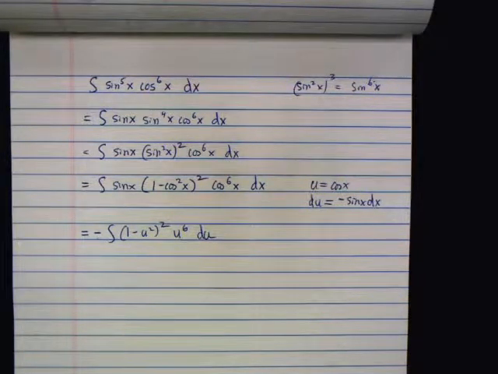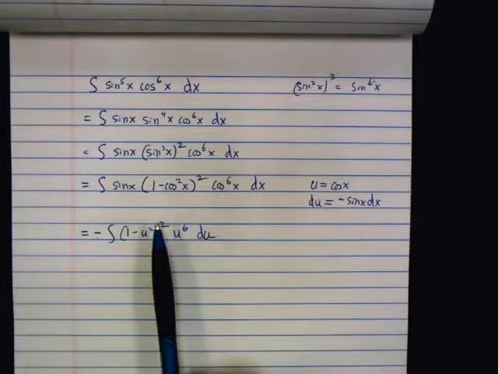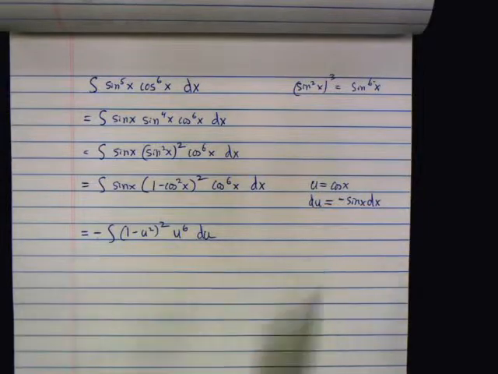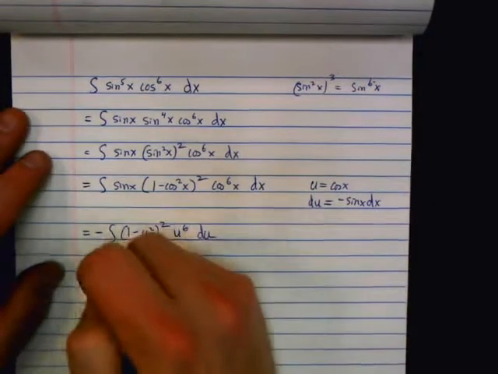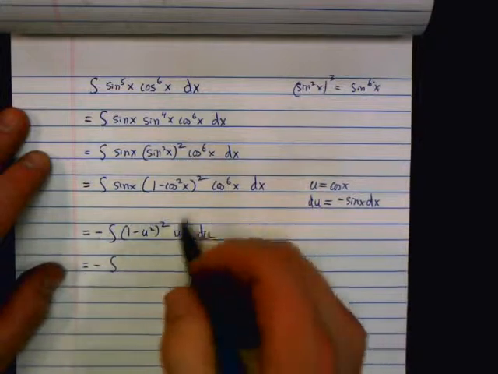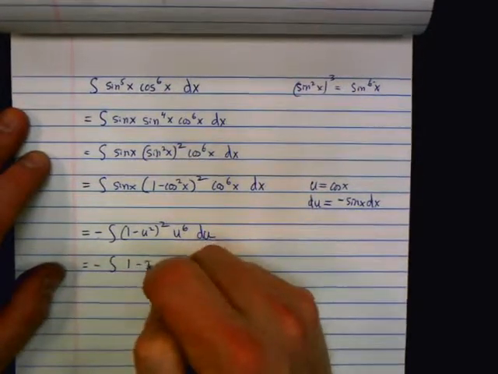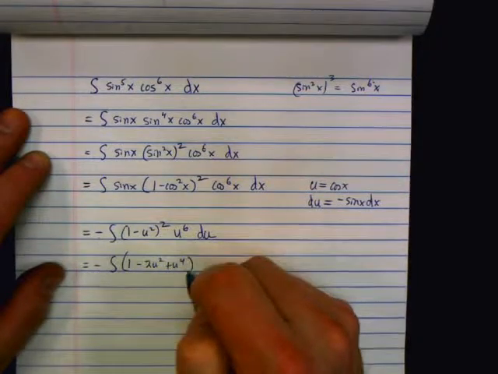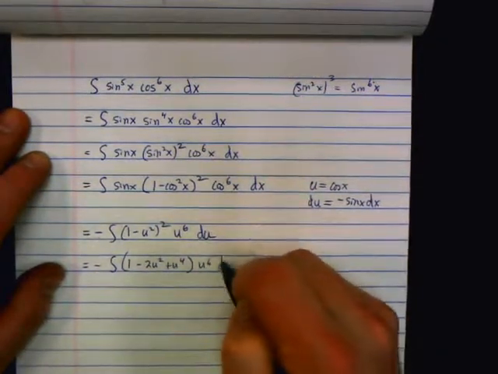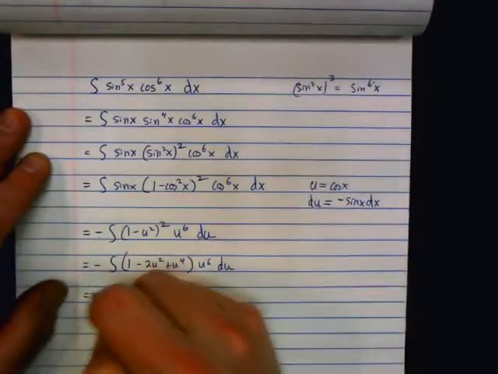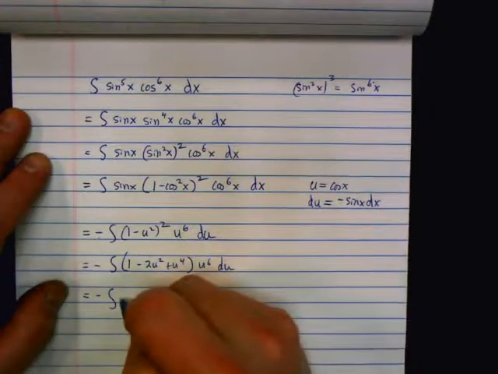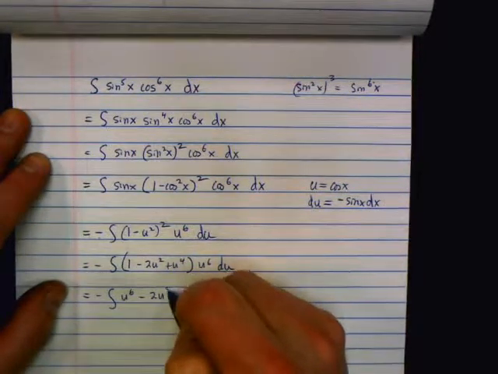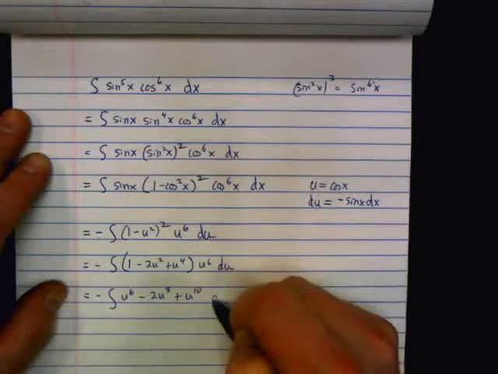All right, well, unfortunately, we still have a little algebra we need to do before we can integrate. What's our little bit of algebra? You've got to multiply this out, then distribute the u to the 6th, and then you integrate term by term. Not terribly hard. Minus integral. That's 1 minus 2u squared plus u to the 4th, when you take 1 minus u squared and square it, and then we still have the u to the 6th. It's minus the integral of u to the 6th minus 2u to the 8th plus u to the 10th du.